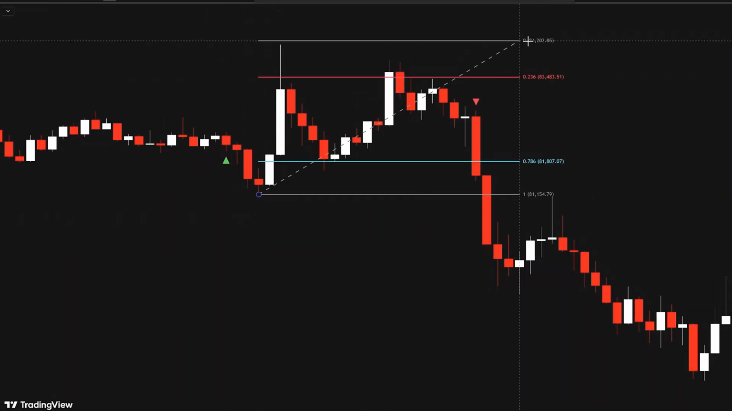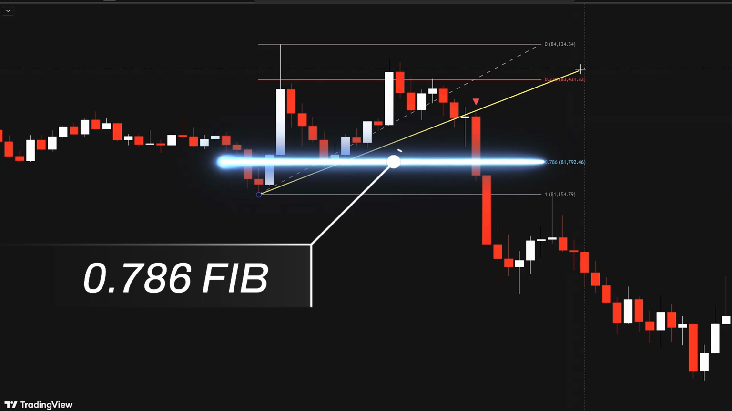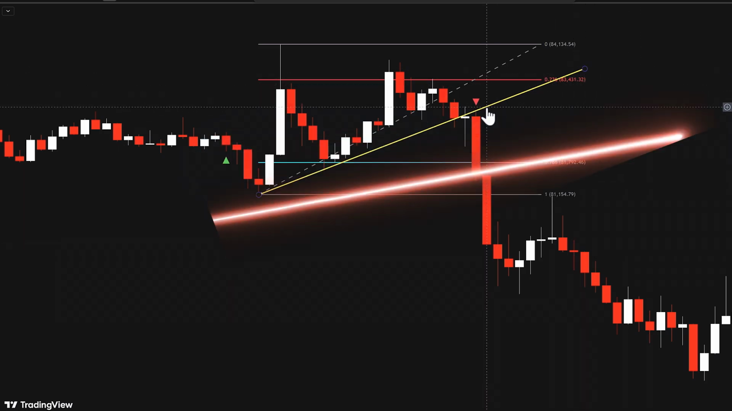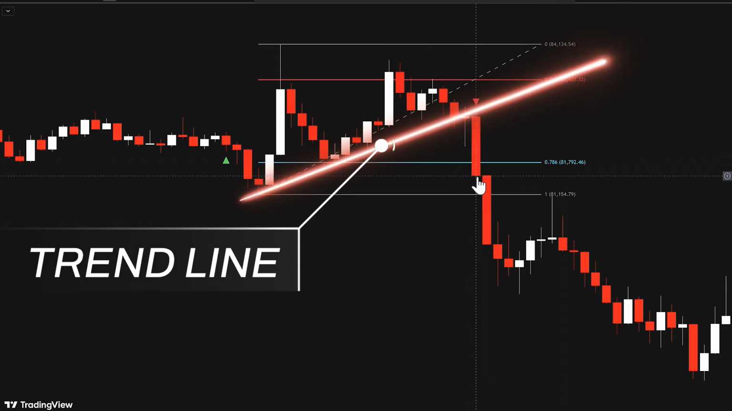For a sell signal, it checks if the price is below the trend line and below the 0.786 Fibonacci value. When those conditions are met, it's pointing to where things could potentially head lower fast.